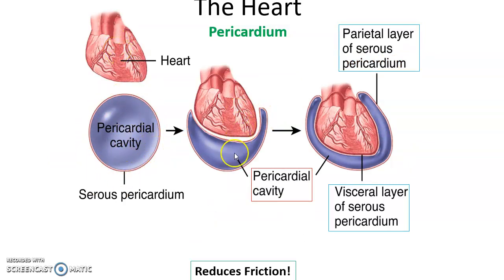So here is the serous pericardium. Here's the heart. Push the heart into the serous pericardium. We have the visceral layer lying on the surface of the heart, the parietal layer on the outside exposed to the surrounding structures, and the cavity with a little bit of serous fluid, again providing lubrication to prevent friction.